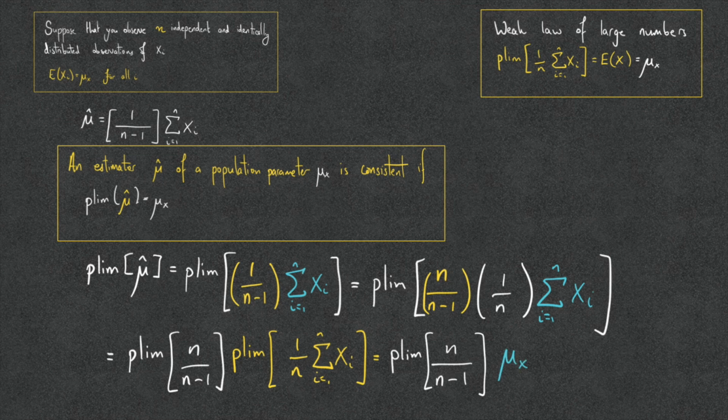Now the last thing to do is think about, what is the probability limit of n over n minus 1? Because there's no variable in here, we can actually just think of this probability limit as the same as the limit as n tends towards infinity. As n tends towards infinity, n and n minus 1 will be indistinguishable from each other, so n over n minus 1 will converge towards 1. So we can rewrite this as being equal to 1 times mu x, or mu x. So as that sample size tends towards infinity, our estimator converges towards the true population parameter mu x.